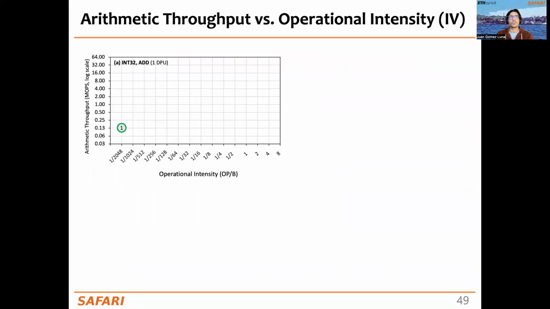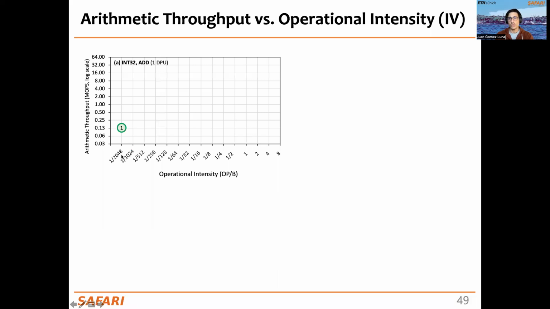So here we are going to see some results. Remember that here we are connecting the arithmetic throughput to the operational intensity. Remember as well that the operational intensity is the number of operations that we perform per byte accessed from memory, from MRAM in this case. This plot shows the arithmetic throughput in mega operations per second on the y-axis, and on the x-axis we have the operational intensity. So this dot here represents the arithmetic throughput for one single tasklet when the operational intensity is 1/2048.